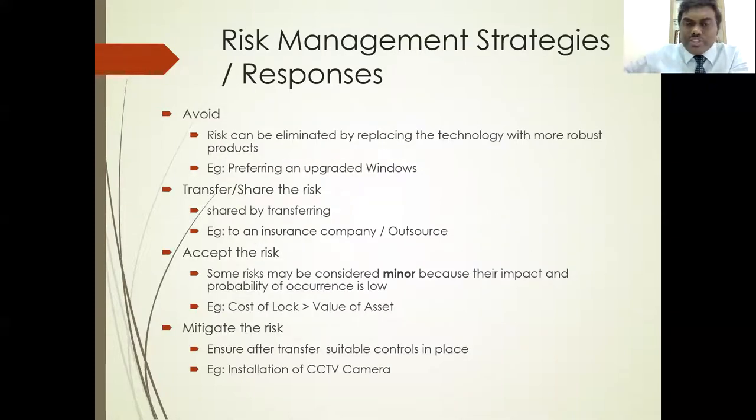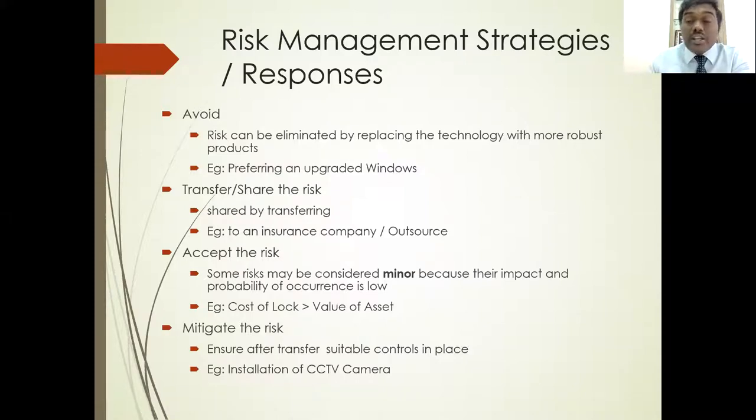Okay, these are a few risk management strategies which all of us are aware of. Avoid. Do not take chances at all. For example, Windows 7 is outdated. The only thing which I can do now is just to avoid it. Nothing I can do. What do I do to avoid? Upgrade. Move to the next technology. Move to a more robust one. Go to Windows 8.1. Go to Windows 10.